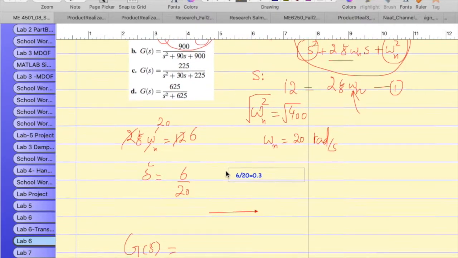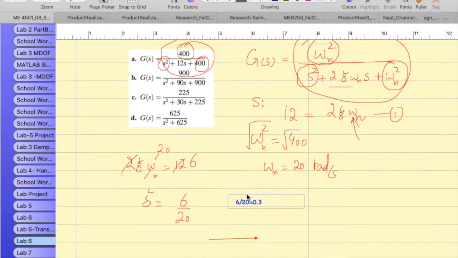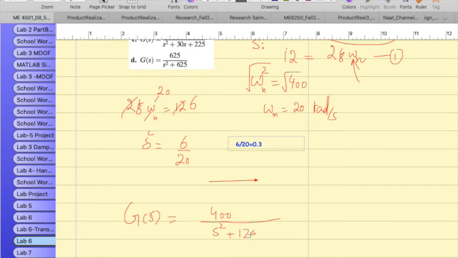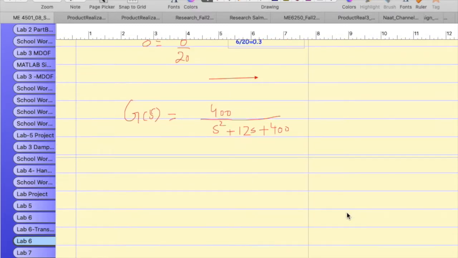which is 400 divided by s squared plus 12s plus 400. So there are 10 to 11 steps to find it by hand calculation.